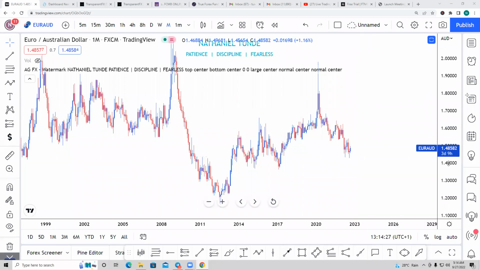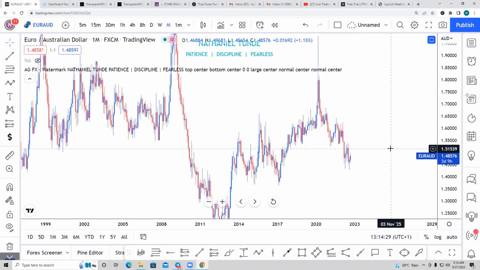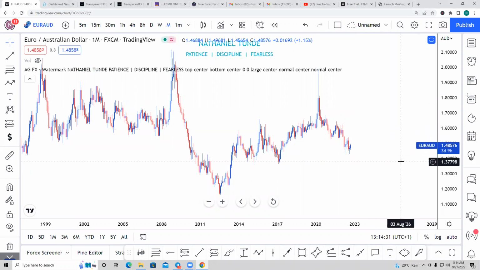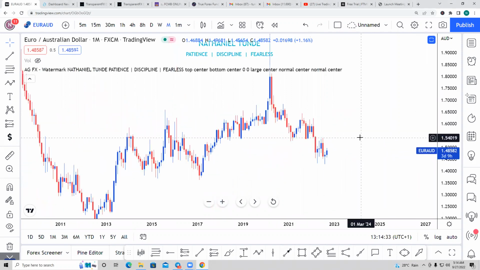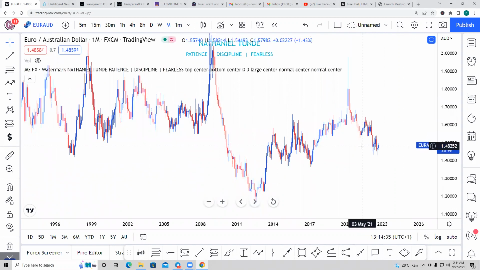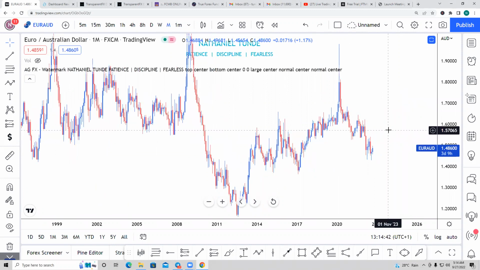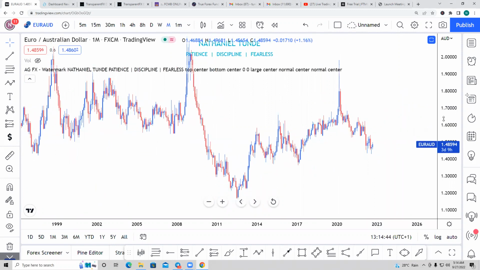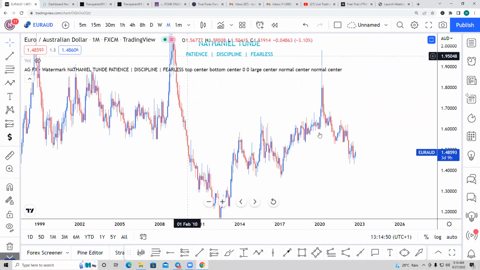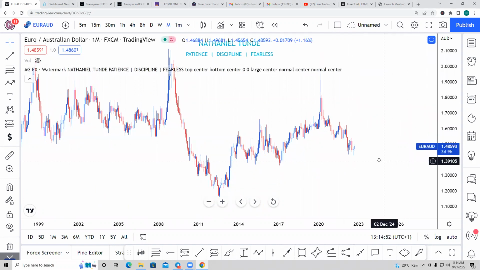Good day, traders. I want us to take a quick look at the EUR/AUD trade setup that I have. I normally start my analysis from monthly to weekly to daily as my direction time frame, and I look for my entry in intraday time frames, like 4 hours, 1 hour, 30 minutes, and 15 minutes. So I want to look at the direction of this pair.